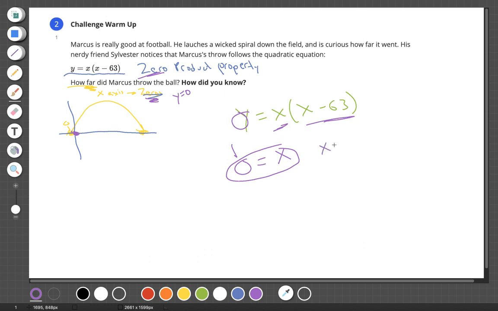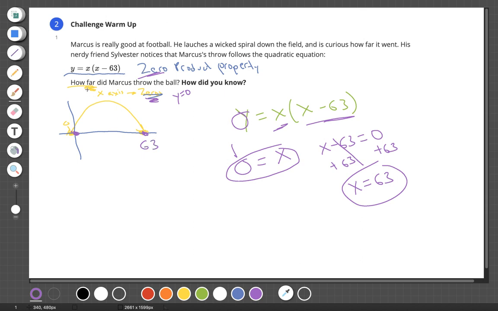Then you can find this one here. Well, you're going to take x minus 63, set it equal to 0. Now we got to get x by itself. So we'll add 63 to both sides. It's going to cancel out. You get x equals 63. So that would be this 0 over here at 63.